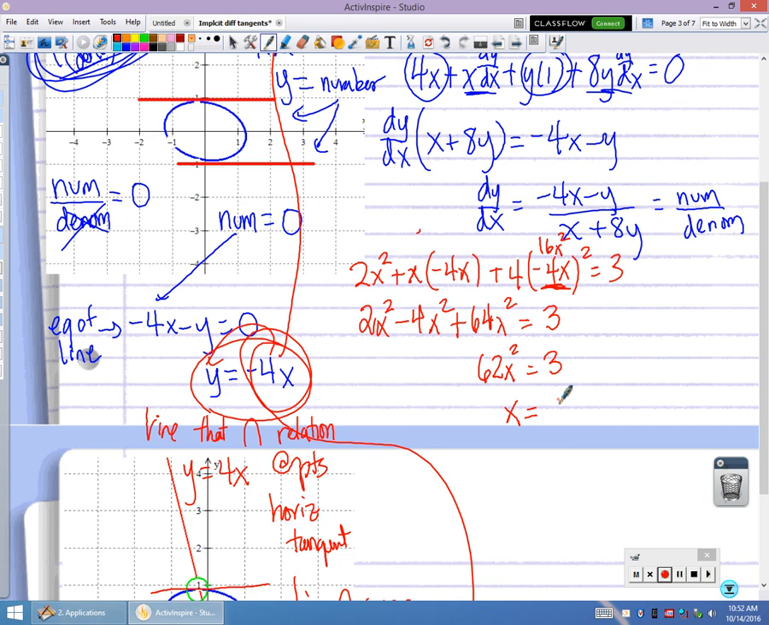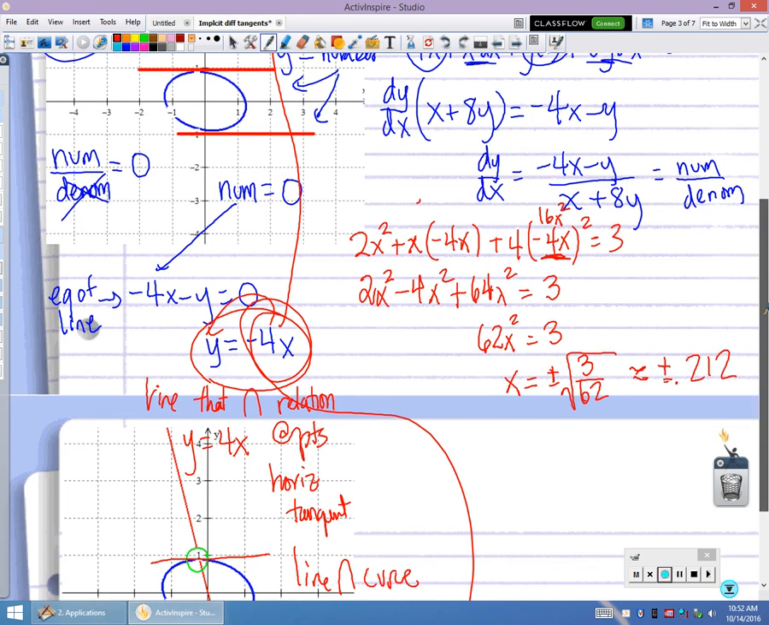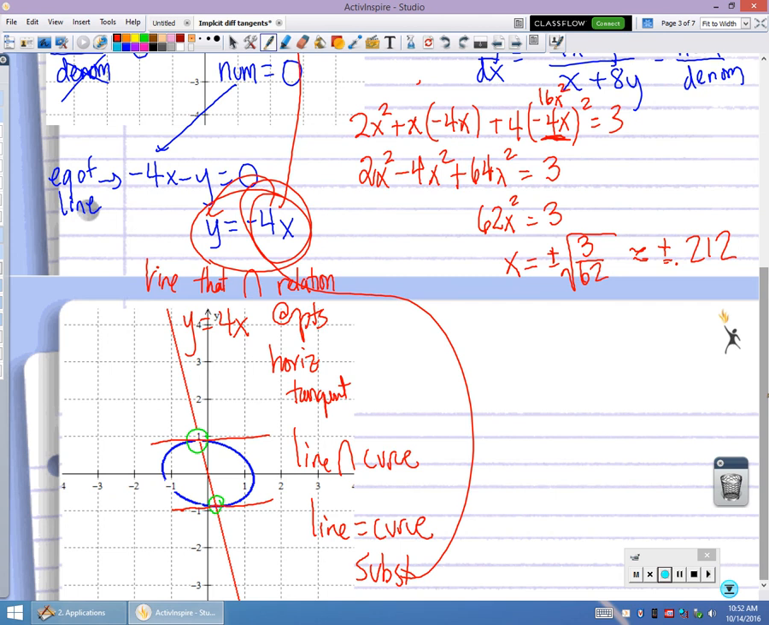Solving for x by dividing by 62 and taking the square root is plus or minus the square root of 3 over 62. Now that's approximately, I went ahead and came up with the decimal approximation just so you could see, that's approximately plus or minus 0.212.